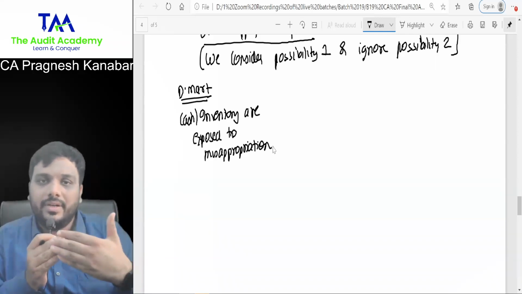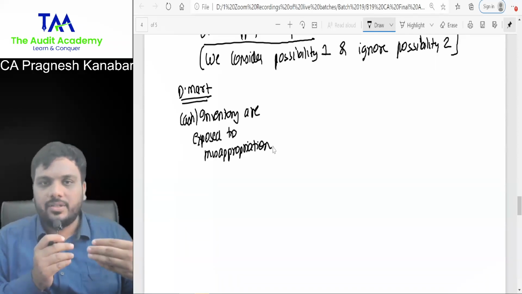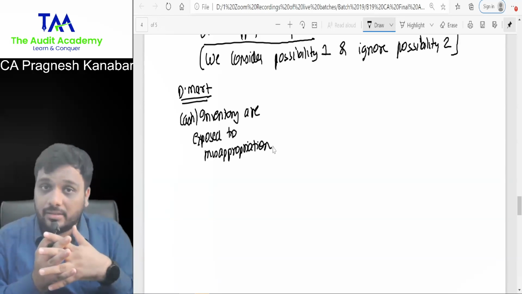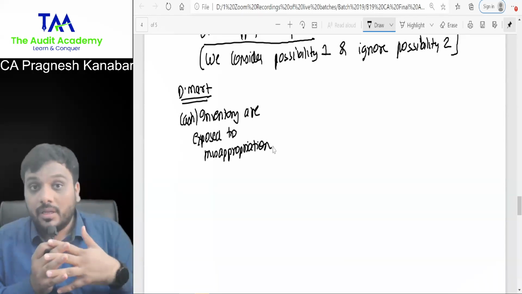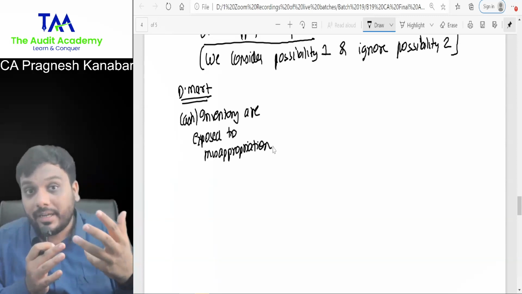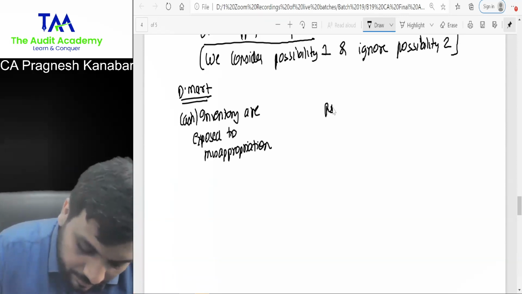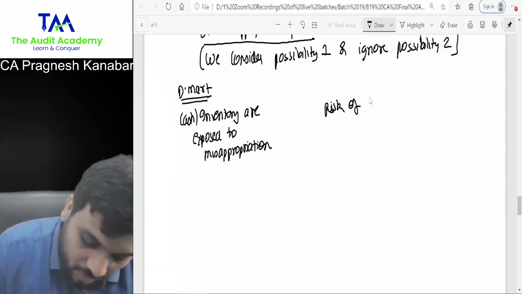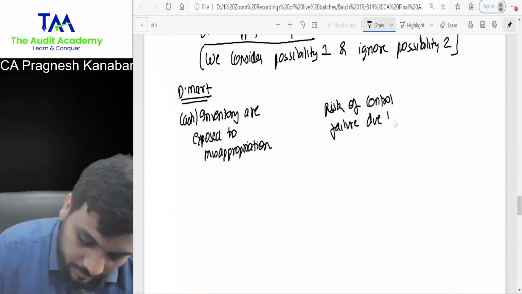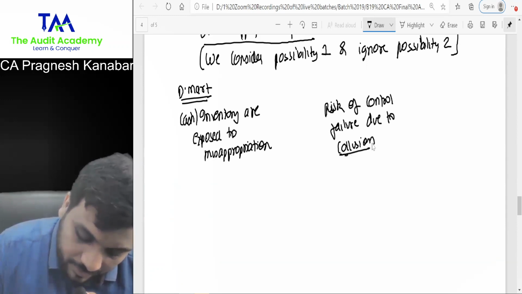What if the inventory manager, the cash manager, the accountant, what if they shake hands? And what if, if they come together, they can manipulate the controls? Yes. So we do understand that there is a risk of control failure due to collusion. Sir, what is collusion? Secret understanding between two parties.